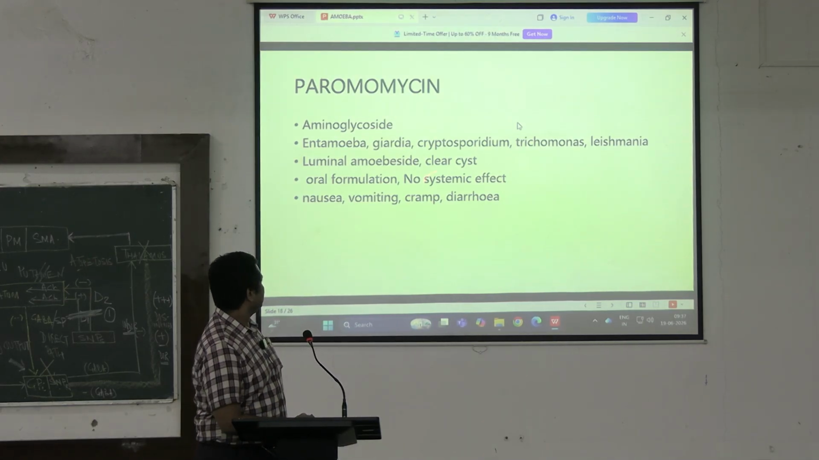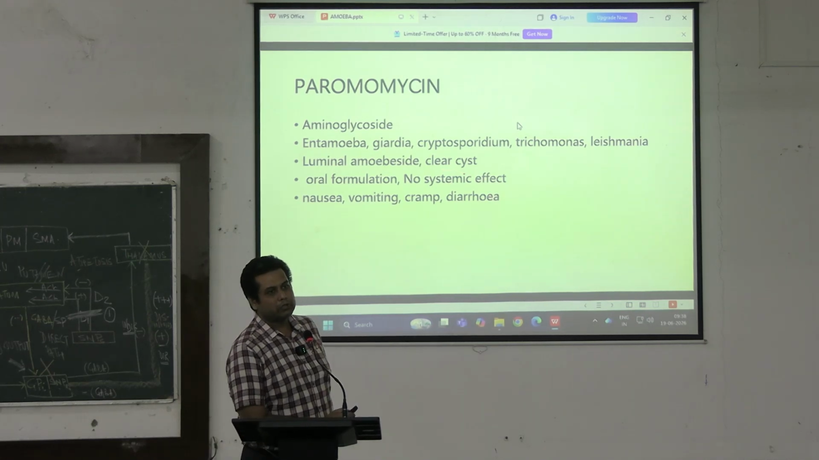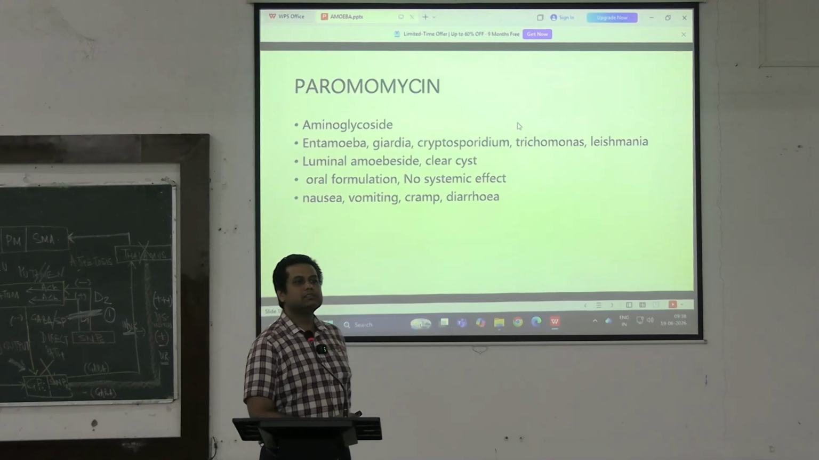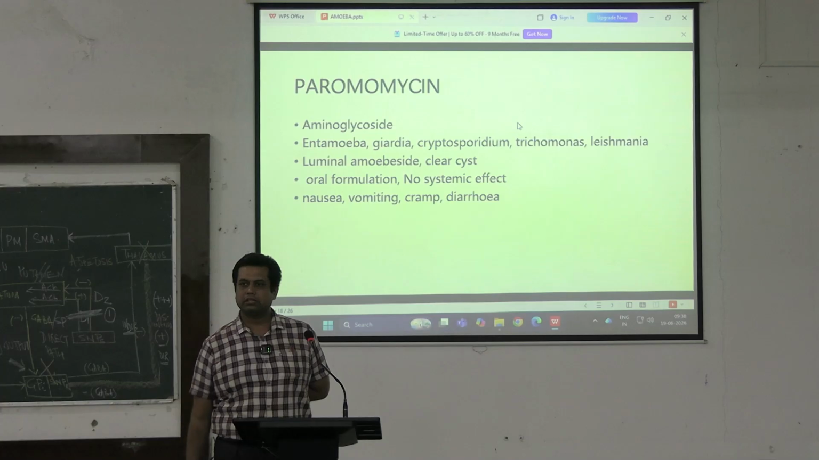So there will be no systemic effect because there is no systemic absorption. Aminoglycoside এর কি systemic effect হয়? Systemic adverse effect of aminoglycoside.